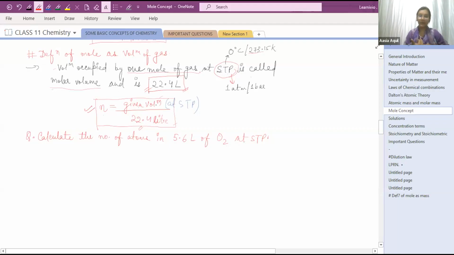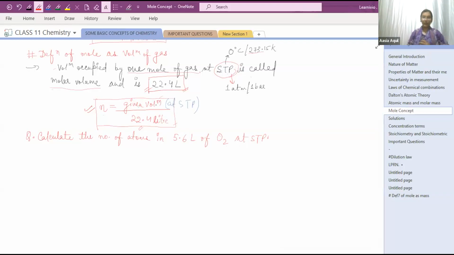तो अभी तक हमने क्या क्या फॉर्मूलाज देखे नंबर ऑफ मोल्स के लिए. Number of moles is given mass upon molar mass. Number of moles is the given number of particles divided by the Avogadro number. And the number of moles is the given volume at STP divided by the molar volume, and molar volume is 22.4 liter. Clear? Yes, ma'am.